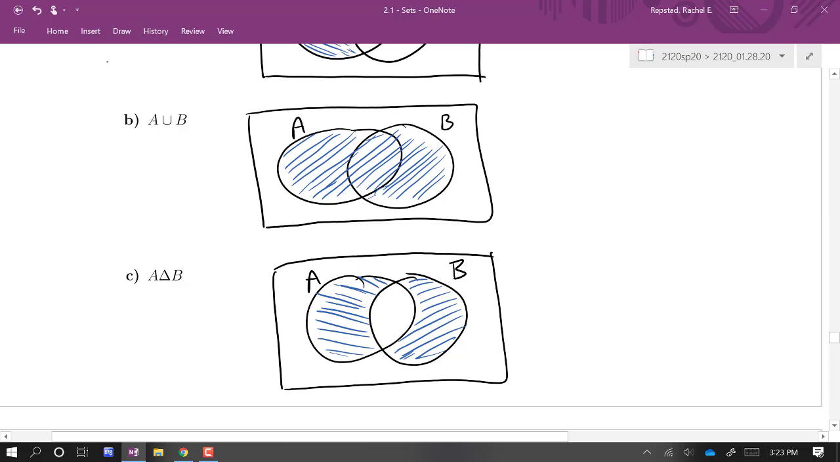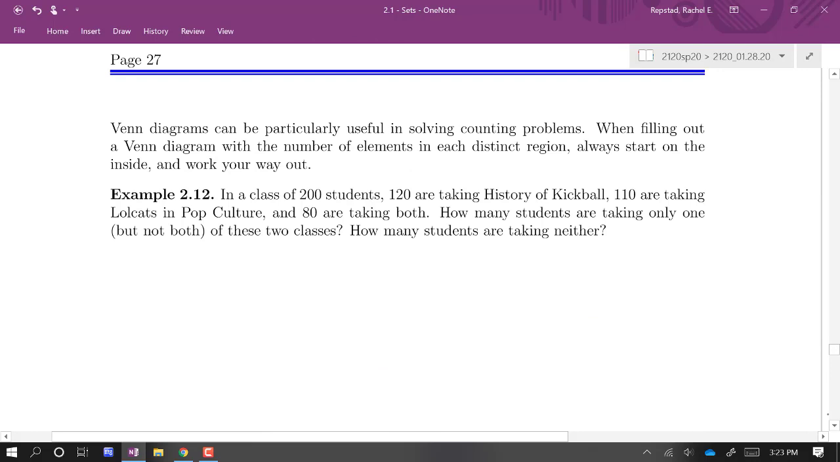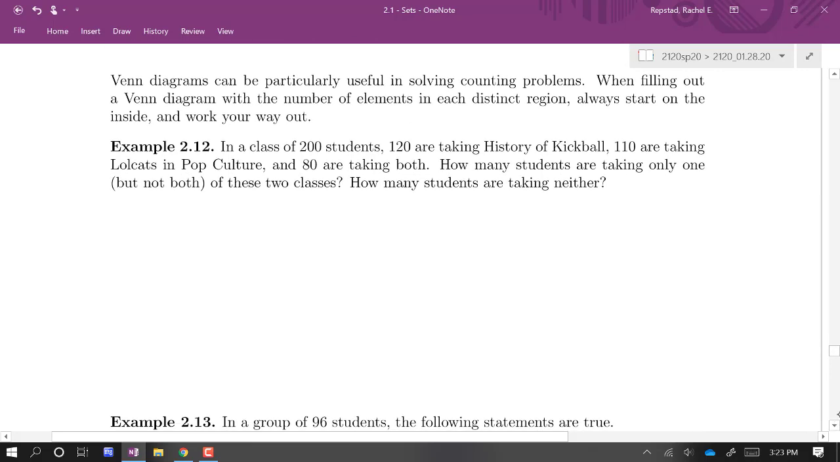I like Venn diagrams because they can help solve counting problems. So we're going to do a counting problem or two next. So here's a problem. It says there's a class of 200 students. 120 of them are taking history of kickball. 110 are taking lolcats in pop culture. I'm pretty sure both of those would be an arts and humanities elective, maybe. Maybe history of kickball could be social sciences. But then 80 of those lucky students are taking both courses. And we want to know how many students are taking only one, but not both of the two classes, and how many students are taking neither.